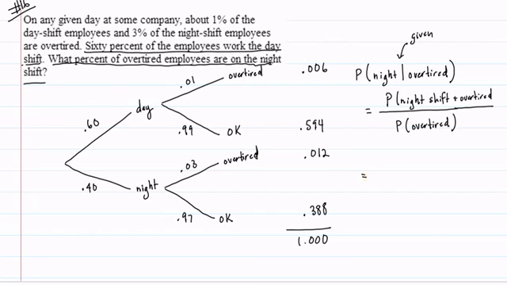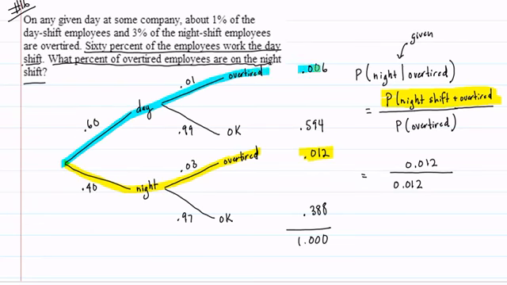Okay. The top part is easy. The night shift and overtired. That's what we did right here, and we got 0.012. That's these guys. Then for overtired, we have to add that one to the other way you can be overtired, which is to be on the day shift. And that was a 0.006.